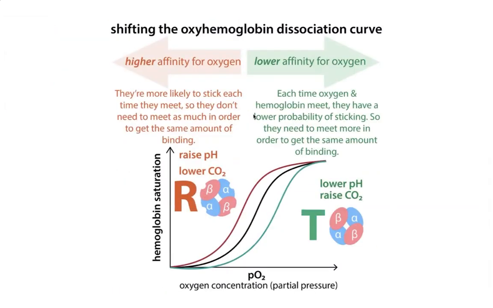Remember, T state is going to be that taut state where each time oxygen and hemoglobin meet, they have a lower probability of sticking. So they need to meet more in order to get the same amount of binding. So you get your curve shifted to the right. In that R state, however, they're more likely to stick each time they meet, so they don't need to meet as much in order to get the same amount of binding. So this is going to be shifted to the left.